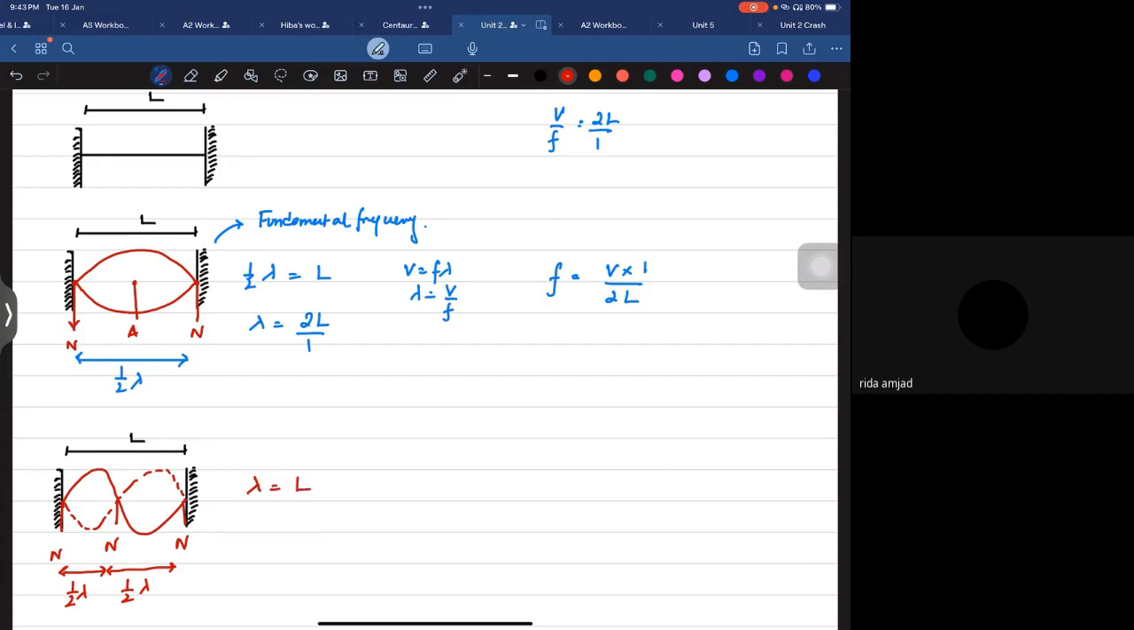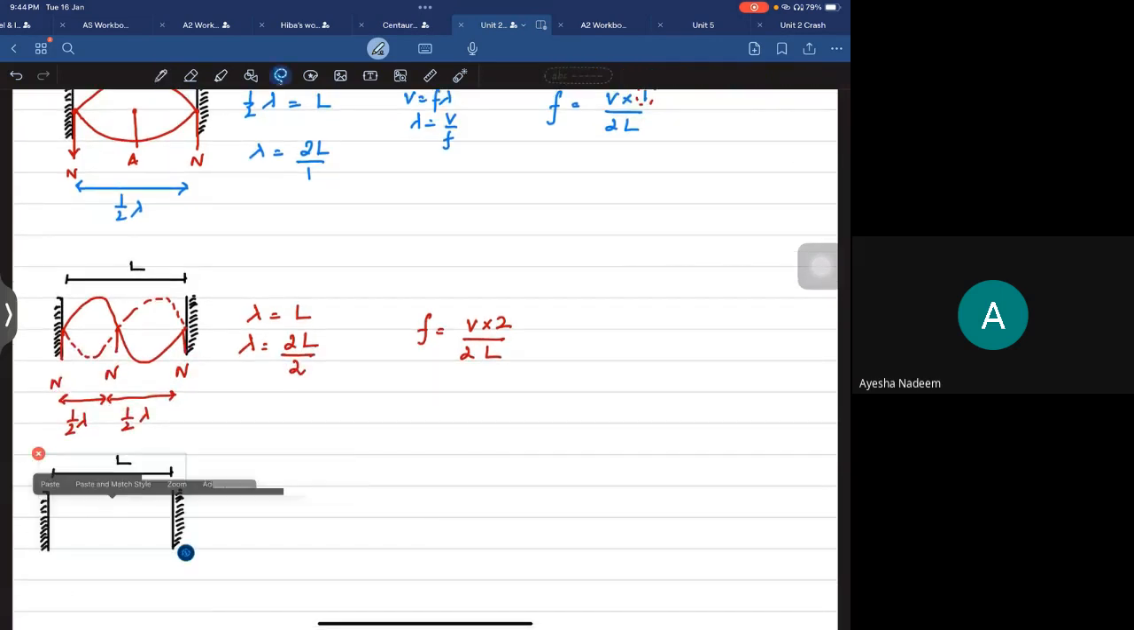If that is the case, can I write 2L over 2, would it make any difference? It doesn't matter because 2 and 2 will cancel out, it will be 1. Now, frequency then will be V times 2 over 2L. I've just put 2 here. That's it. You can also use this formula, V is equal to F lambda, to find it.